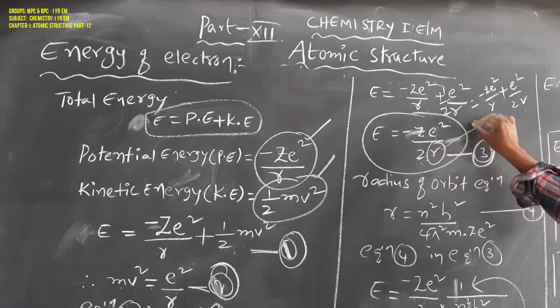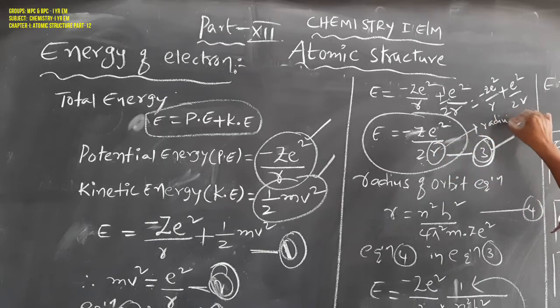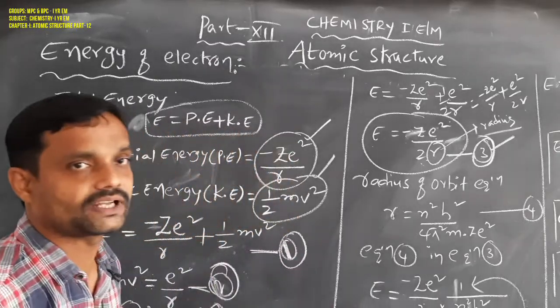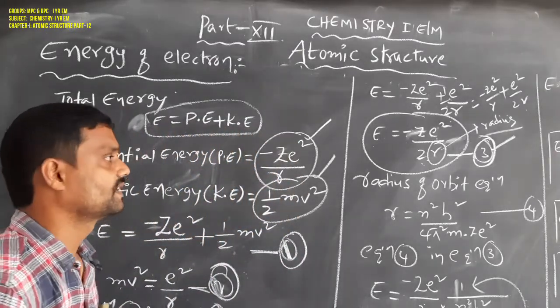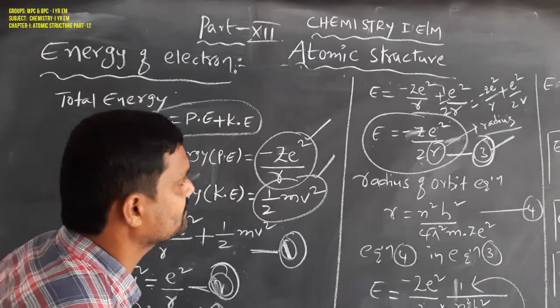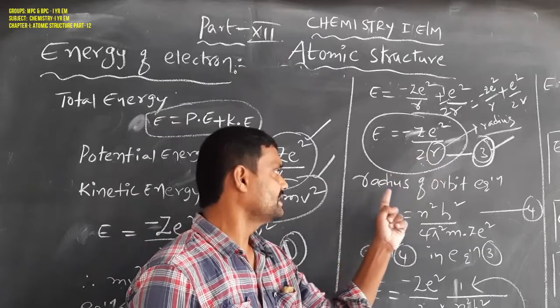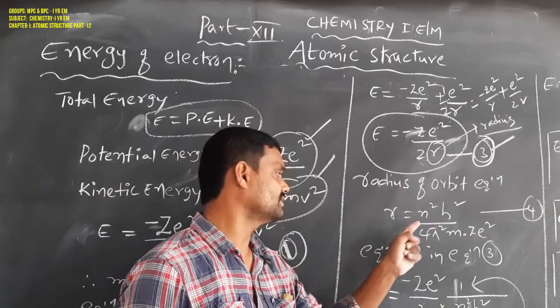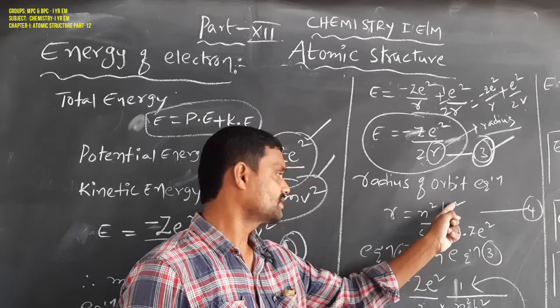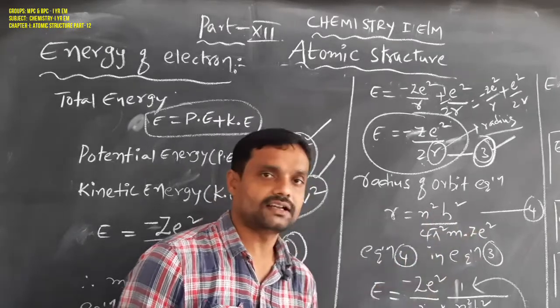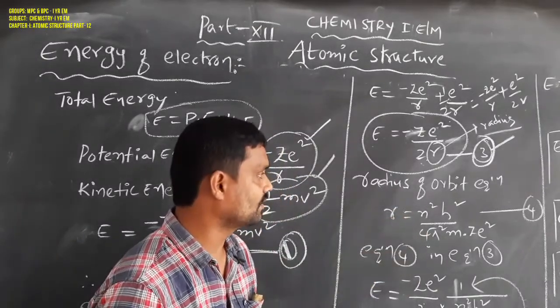Here small r means the radius of orbit. Previously we derived the radius of orbit equation, which is n²h² by 4π²m into Ze². So that is the radius. The radius of orbit equation is r equal to n²h²/(4π²mZe²). Let this be equation 4.